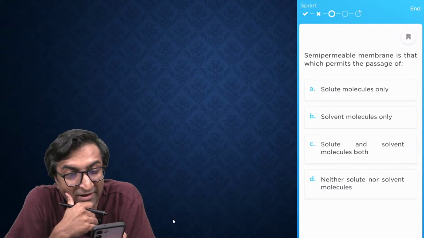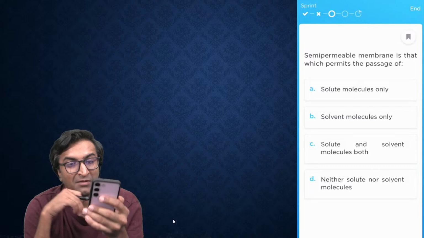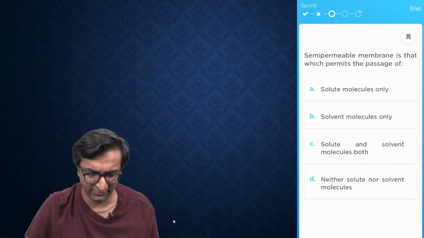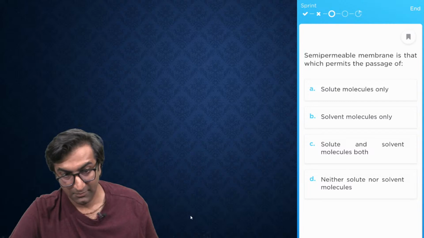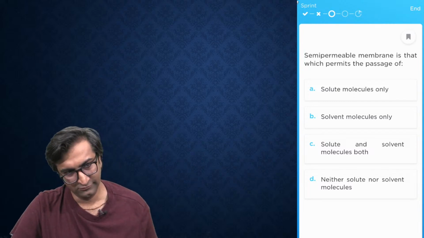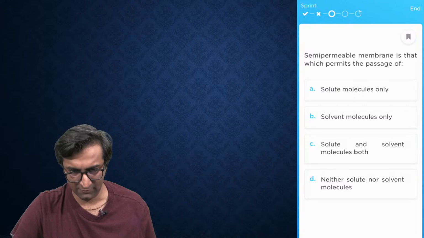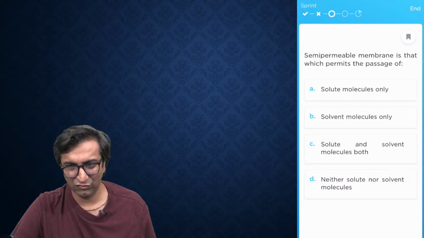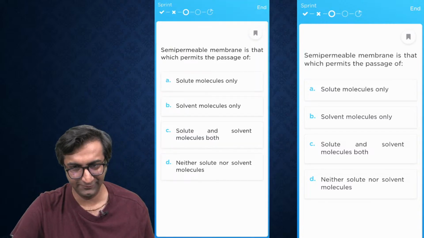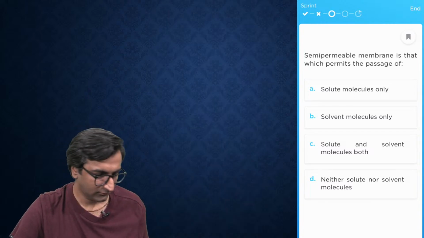Semi-permeable membrane is that which permits the passage of... चार ऑप्शंस हैं. ये तो थियोरी है, but थियोरी के बारे में सोच के करिए. This is easy theory. You don't have to think about it too much. But even if you don't remember, इसको लॉजिक से कर सकते हैं. लॉजिकल आइडिया है.